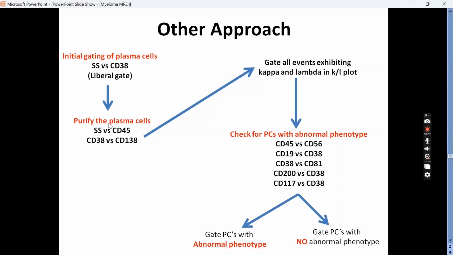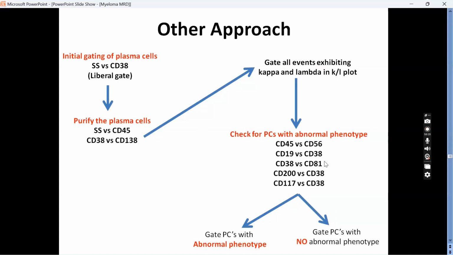These come as you purify only with the markers. There will still be non-PCs sitting in your gate, and when you're directly checking for abnormal phenotype, these non-PCs can give you a lot of disturbance and may falsely appear like MRD. But when you purify with kappa lambda, it is much cleaner, and then you can check for immunophenotypic aberrancy, which will be easy for you to pick up.